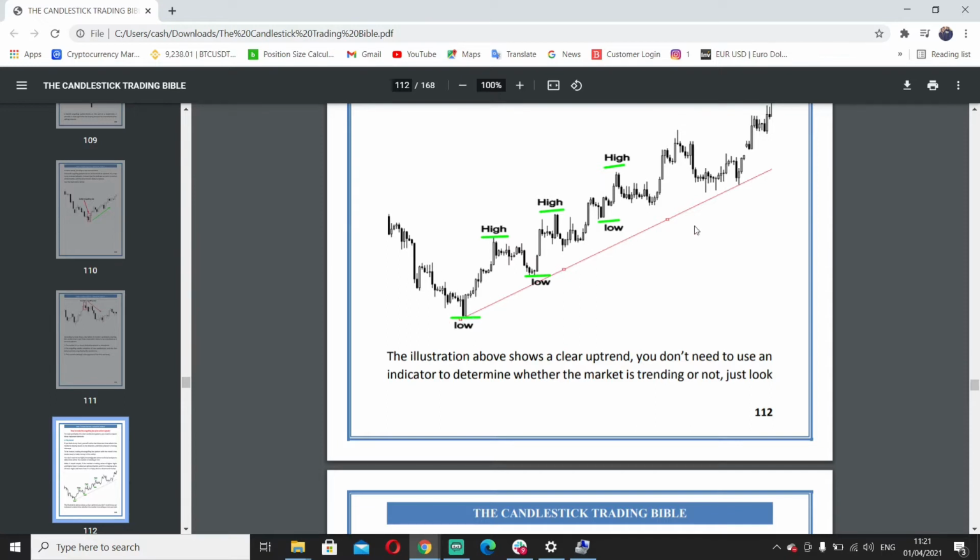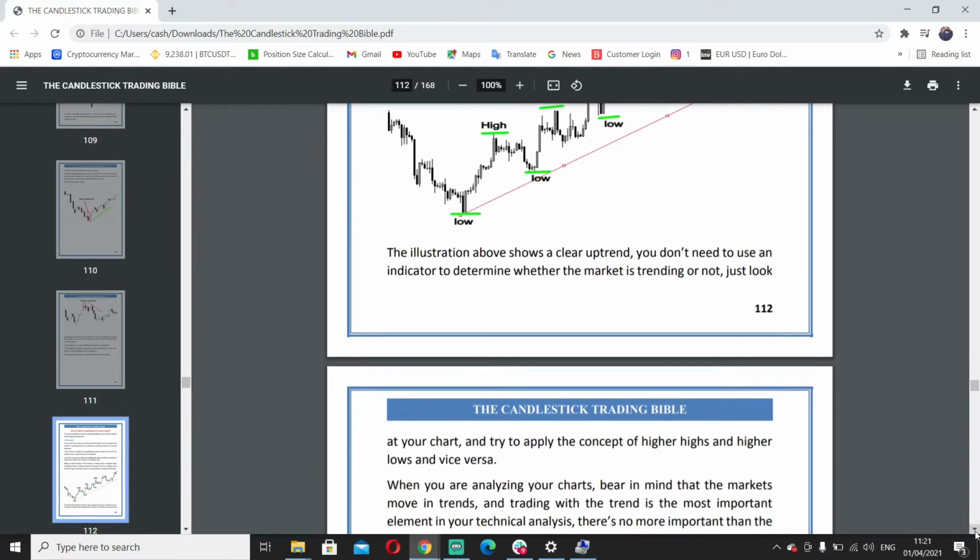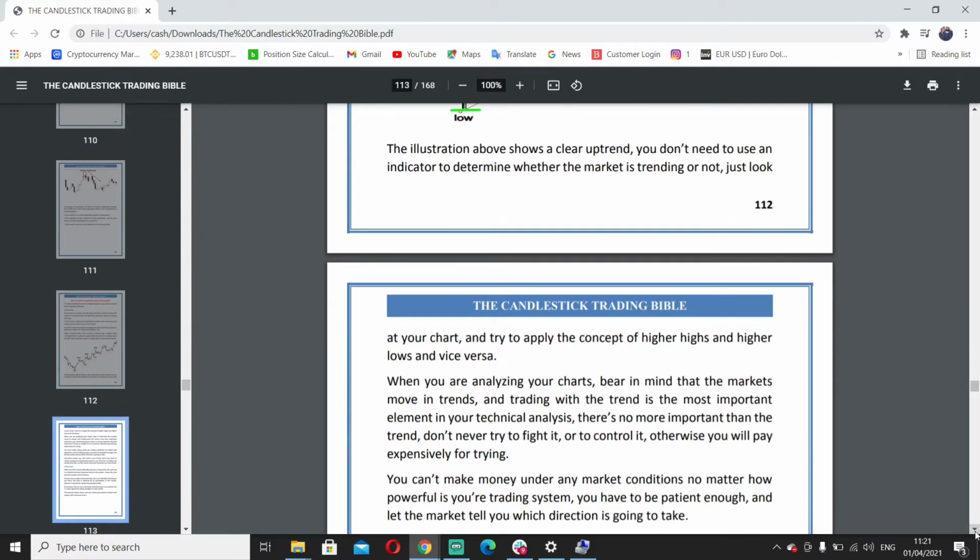He plotted his trend line right here and it respected the trend line, and it went back over here. As you can see, a bullish engulfing pattern occurs, creates a high, creates a low, creates a higher high, a higher low, a higher high, higher low, higher high, higher low, clearly showing that price is bullish right now and the price is moving up. That's the direction of the trend. So at your chart, try to apply the concept of higher highs and higher lows and vice versa.